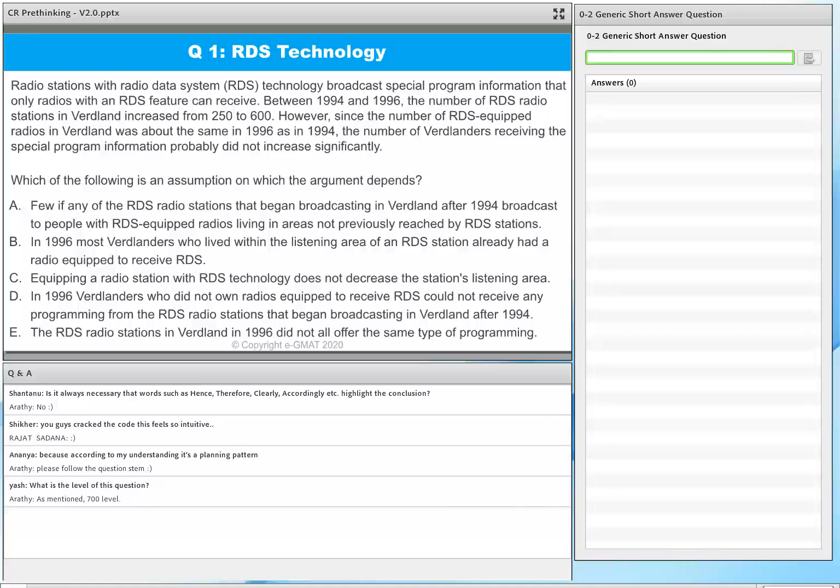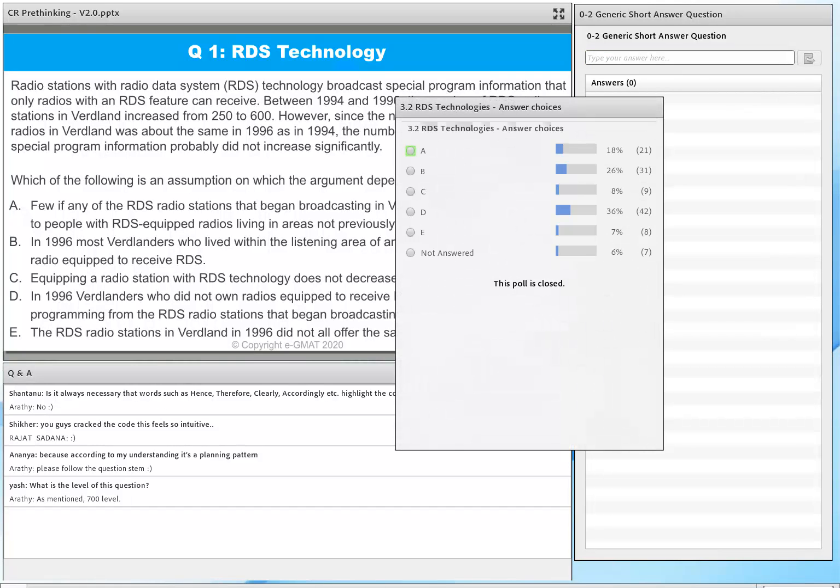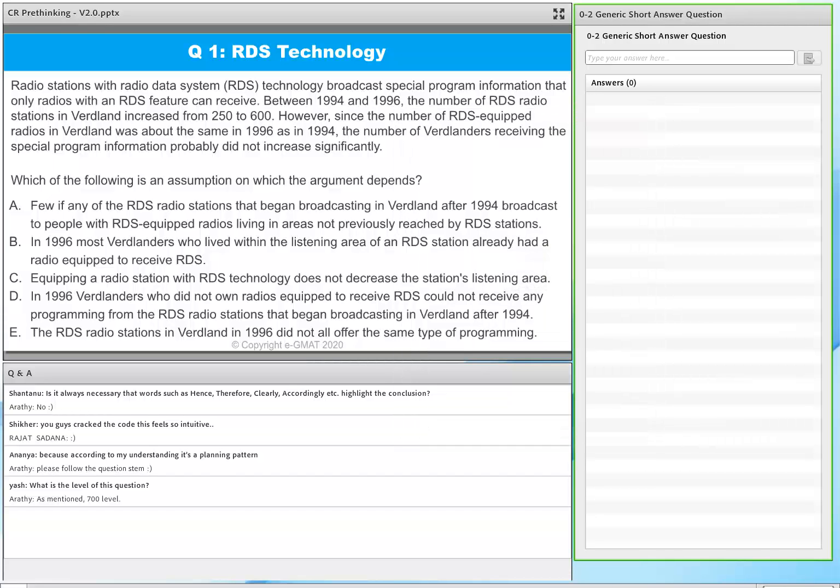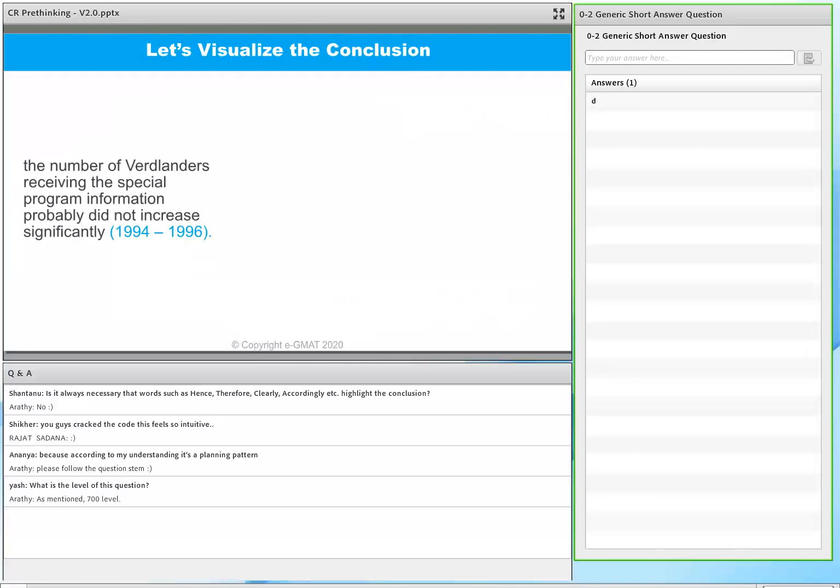RDS Technologies. Here are the results. A really difficult question from a stat standpoint, and in general also a confusing question, not because the logic is difficult, but because it has a lot of terms, and frankly the context piece is a bit off. So let's look at the conclusion.